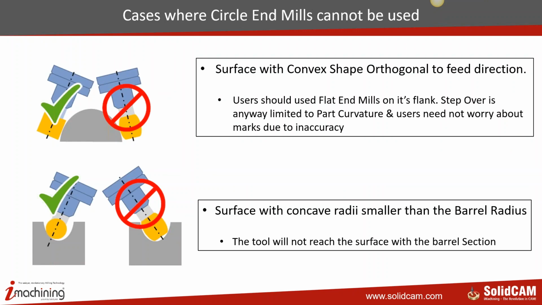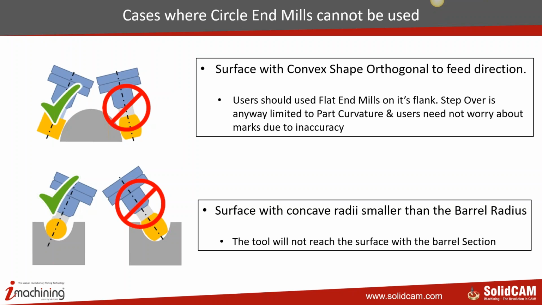Now, we saw where we could use circle end mills, but there are several places where you cannot use them. One of the places is surfaces with convex curvature which are orthogonal to the feed direction, for example, like a sphere, where it's better always to use a flat end mill, and step over is anyway limited by the part curvature. Barrel mills don't give us a significant advantage over flat end mills when machining such surfaces and should be avoided.